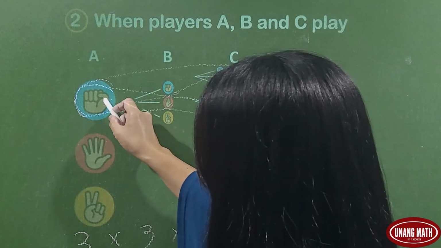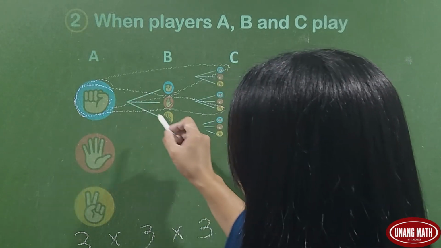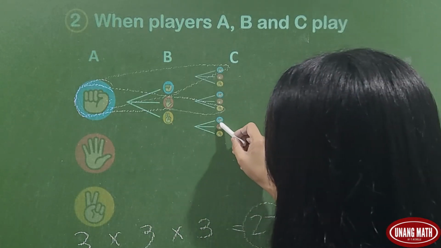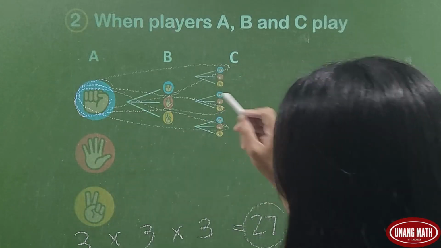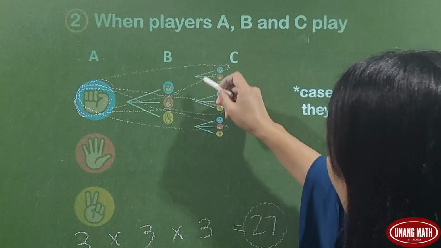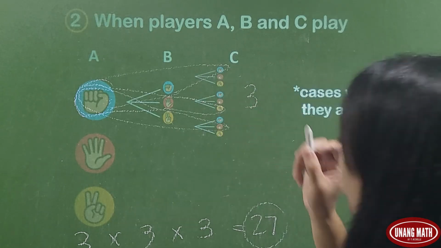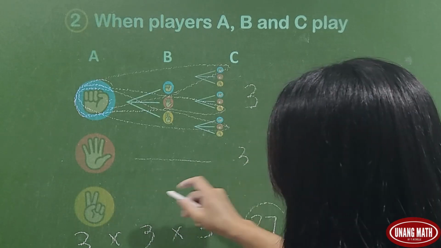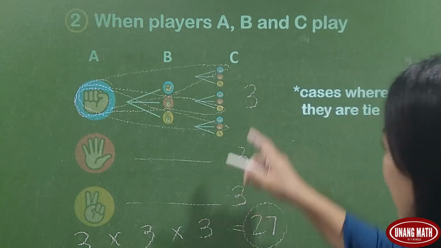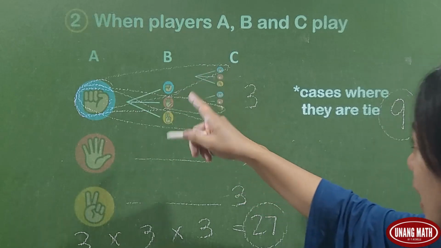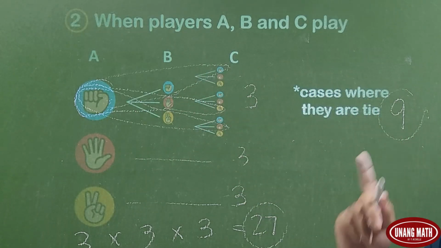In this case, these 3 are also tie. Okay, there's another case. This is rock for player A. For player B, scissors. Player C must show paper. So in this case, these 3 players are also tie. So how many cases we have here? 3 cases. So 3 cases here also. Another 3 cases. So total, we have 9 cases where players A, B, and C are tie.